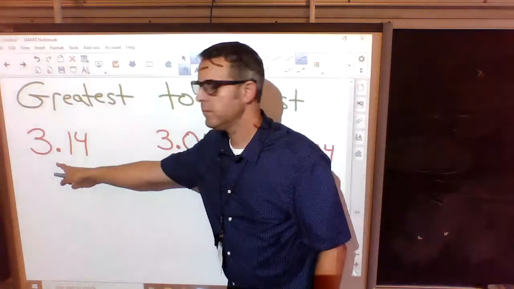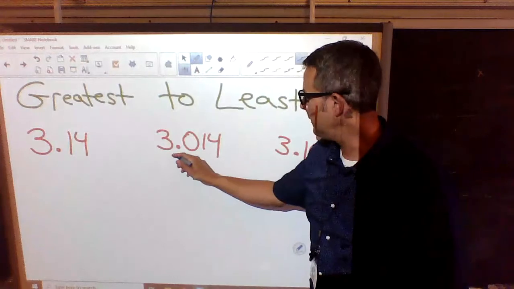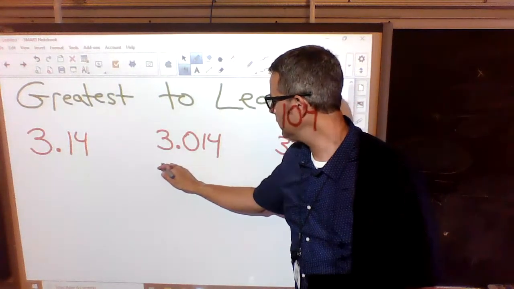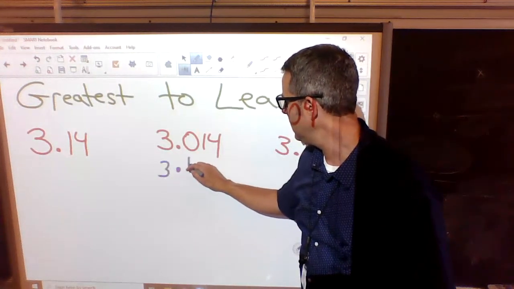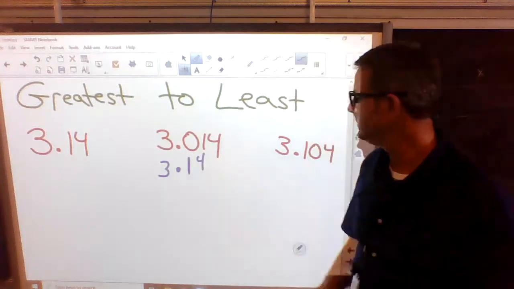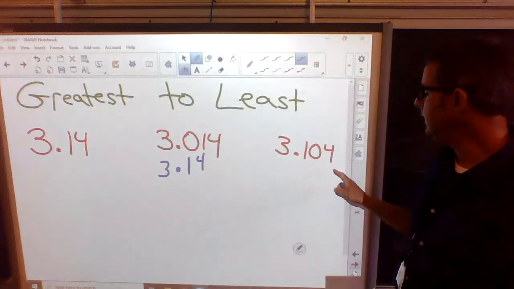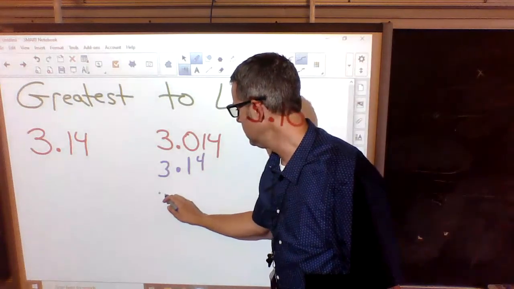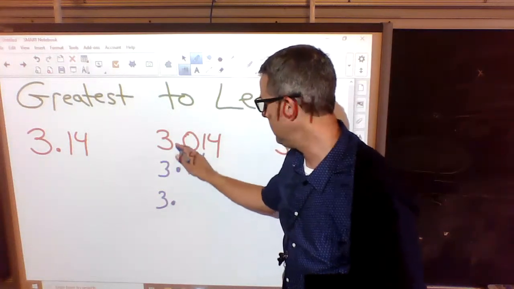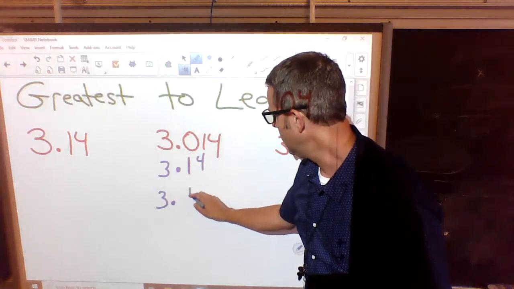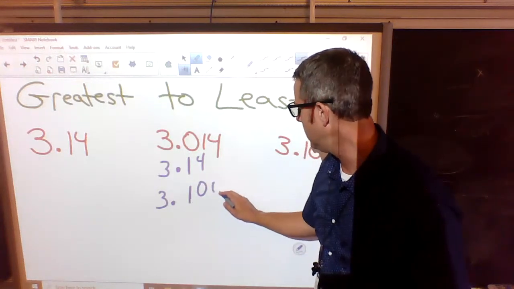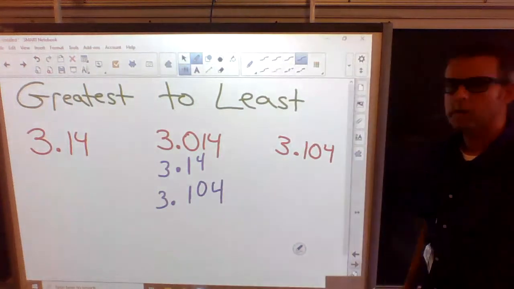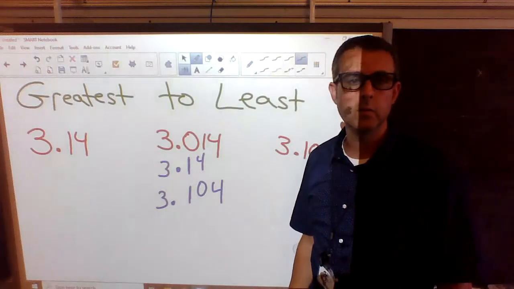So this first one is 3.14. I'm going to line up my decimal, and I'm just going to write it again. 3.14. This one is 3.104. So I'm going to write it underneath it. My decimals are in a line, 104. So then I'm going to walk through this and see which one's the biggest.